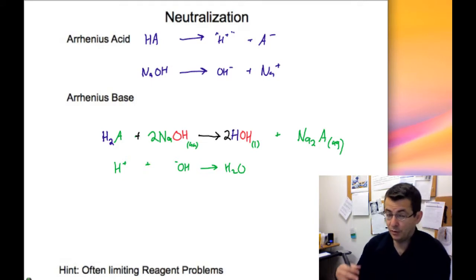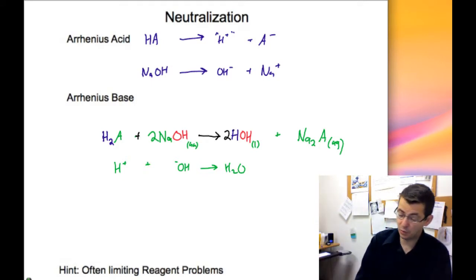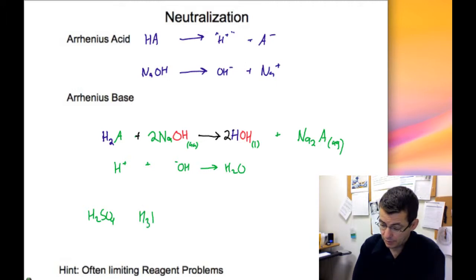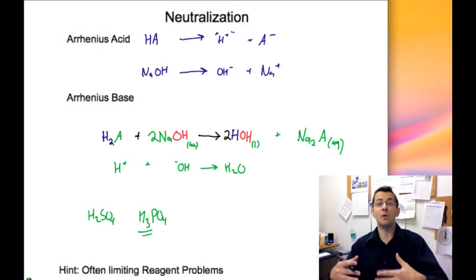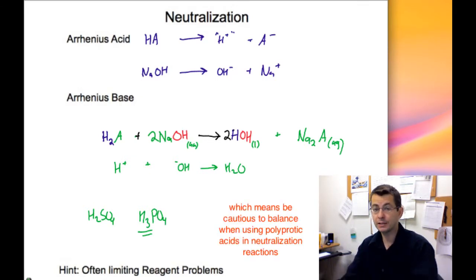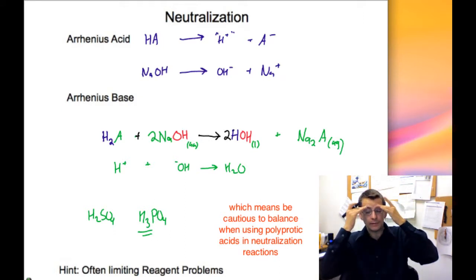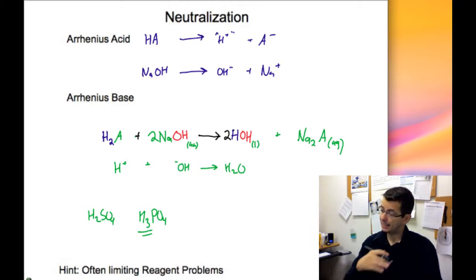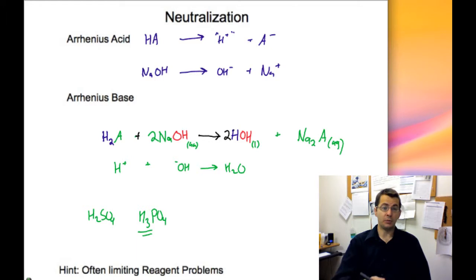Now, of course, for every one hydrogen ion and one hydroxide ion, you get one water. For polyprotic acids, things like H2SO4 and H3PO4, these have multiple protons, so they require multiple hydroxides. In this example, 2 hydroxides to 1. Technically, a neutralization is when the amount of acid is exactly enough to react with the amount of base. Not necessarily 1-to-1, but they are often related.